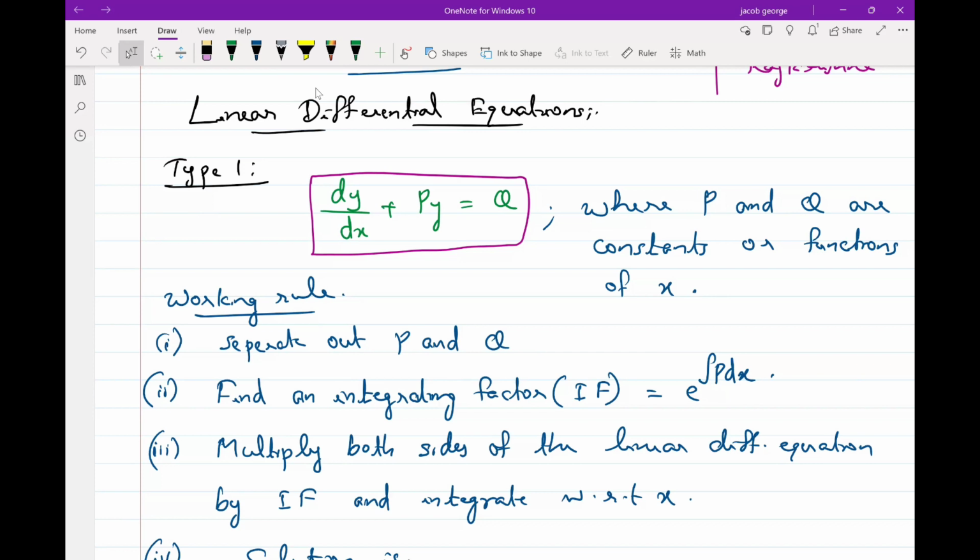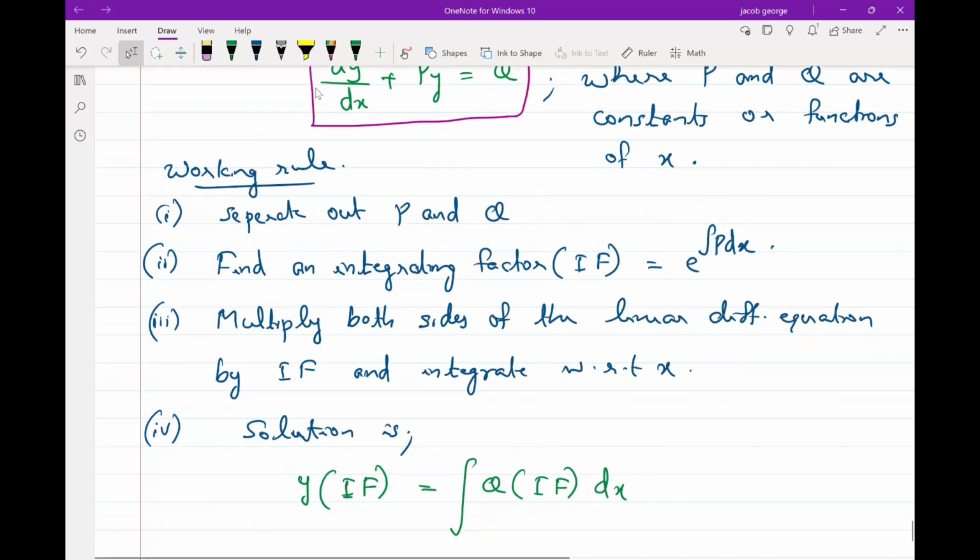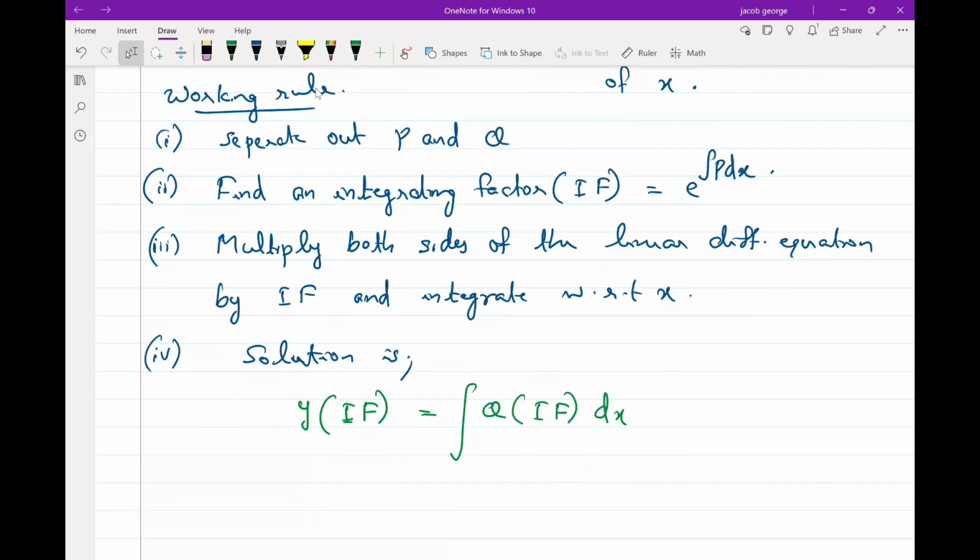Second step, what is the second step? Integrating factor, because as it is, it's not an integrable function. So we have to multiply by the integrating factor. What is the integrating factor? That itself can be asked as an MCQ: find the integrating factor. You will find e raised to integral p dx. That will be an MCQ instead of asking the full solved part. Then multiply both sides by the integrating factor and integrate with respect to x. And the solution: the left-hand side is y into integrating factor. On the right-hand side, multiply and do the integration.